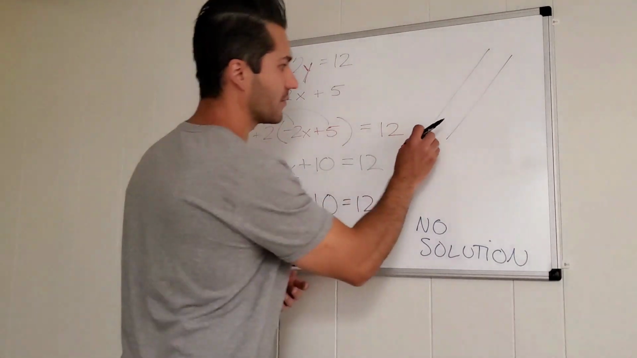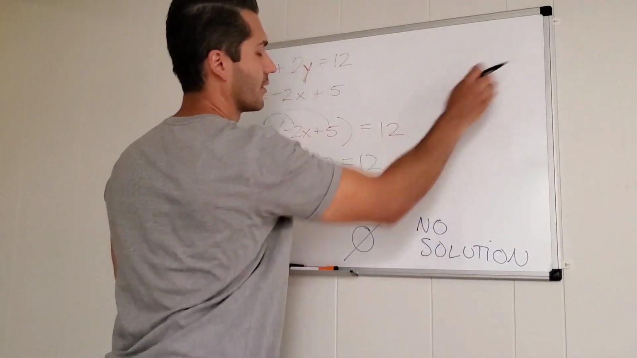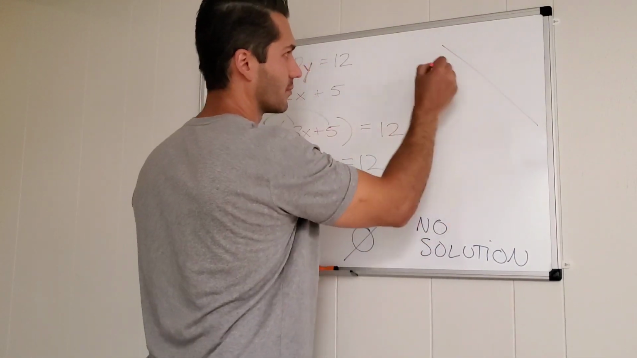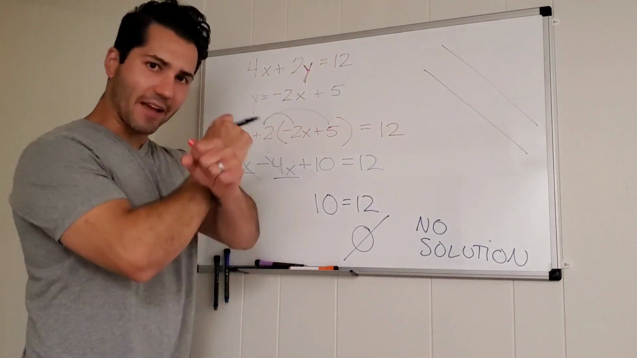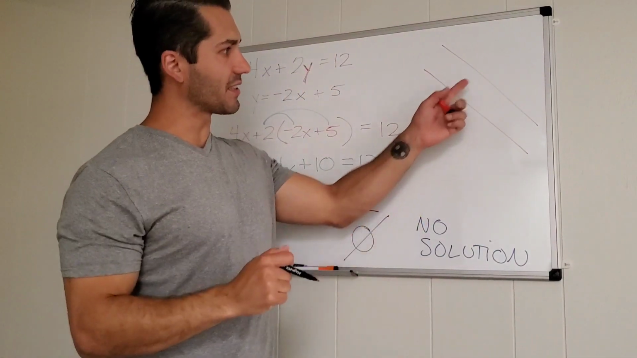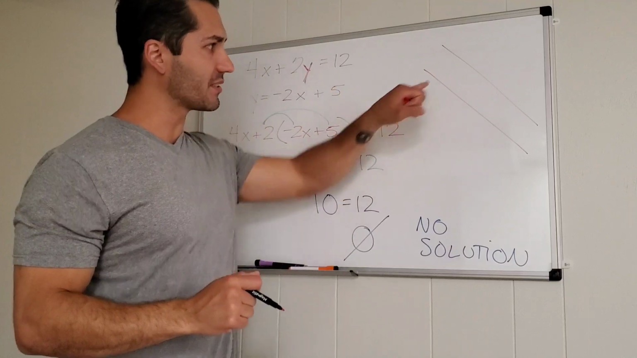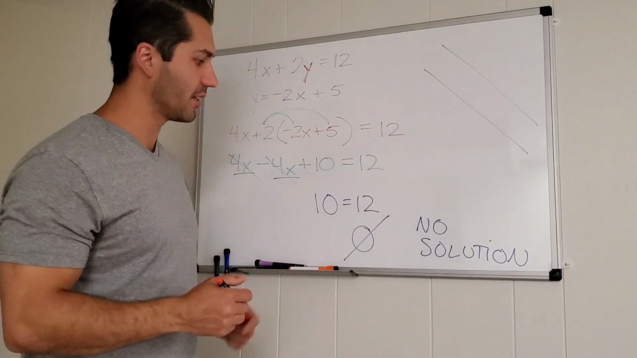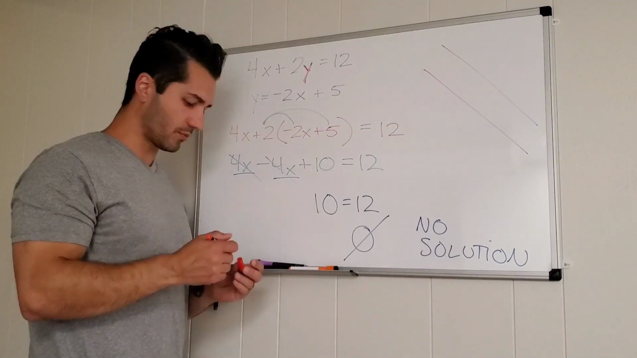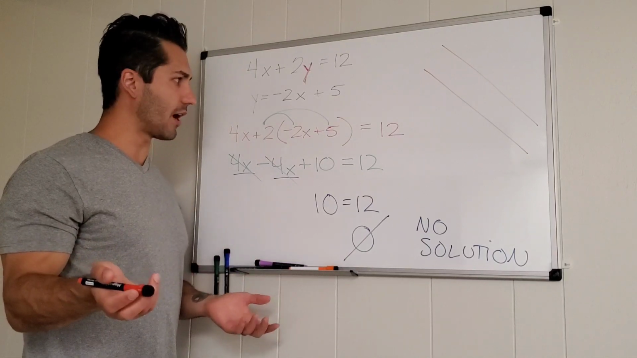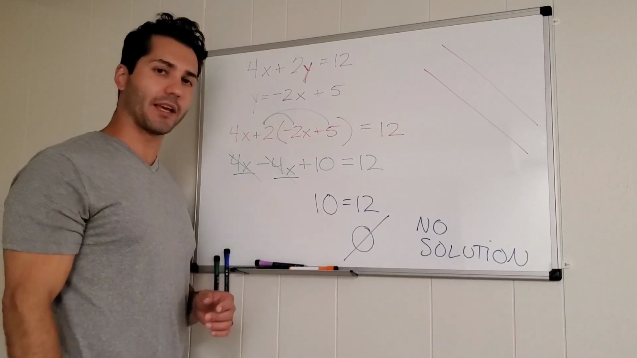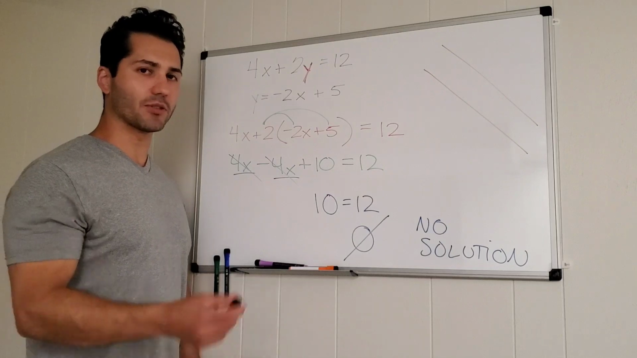Actually, these slopes are negative, so if you want to make it a little more accurate, they're going this way. And they will never intersect. You will never see these lines cross and find that point because they never will intersect. That's what it is: no solution. If you remember what the other options are, we'll talk about that in special cases. So don't miss that special cases video.